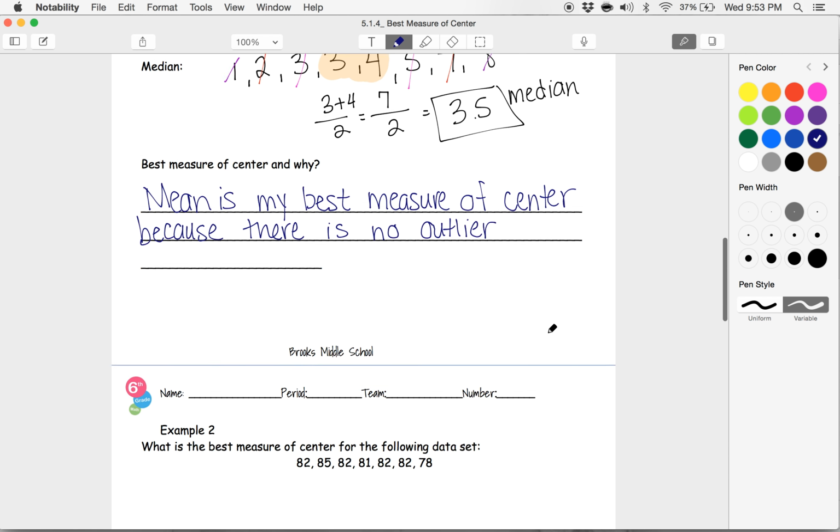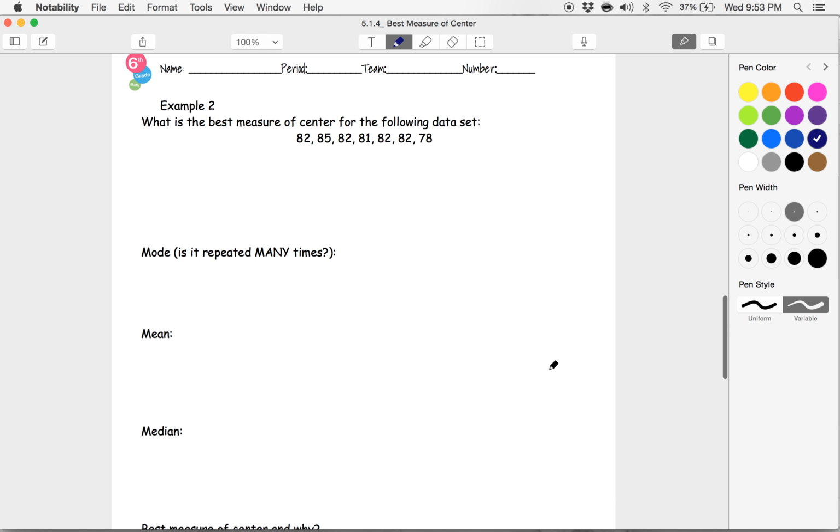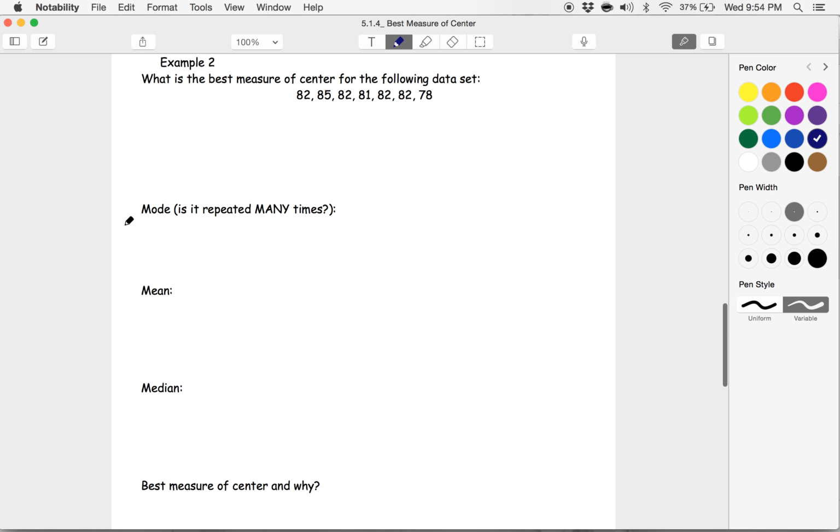Okay, let's take a look at our next one now. Example 2. What is the best measure of center for the following data set? We have 82, 85, 82, 81, 82, 82, 78. So, what is the mode? Something that's repeated many times. Well, I have 1, 2, 3, 4, 82, so my mode is 82.